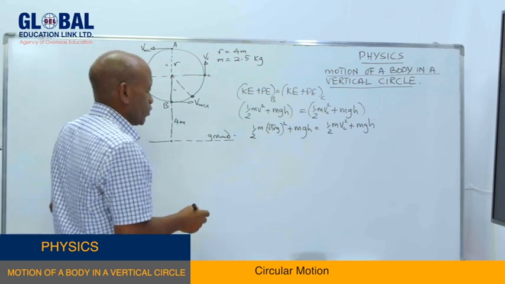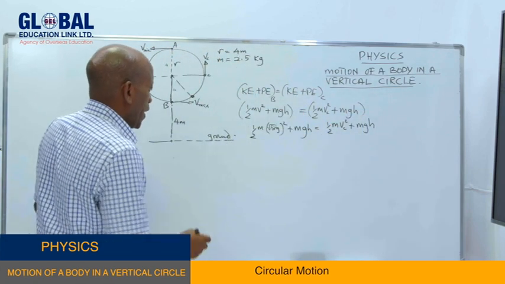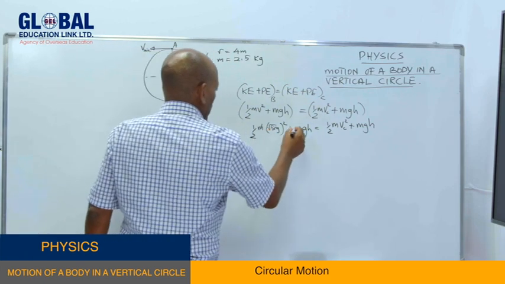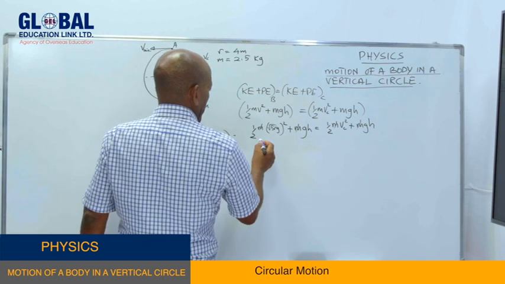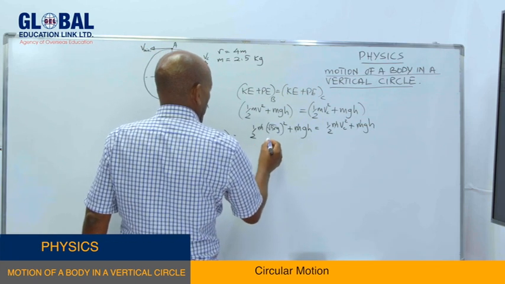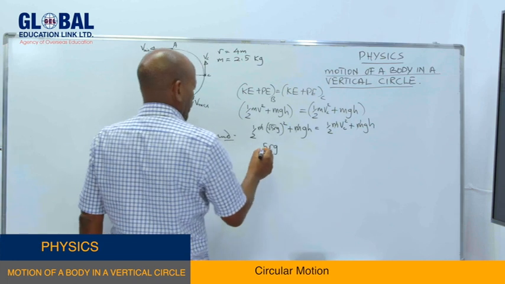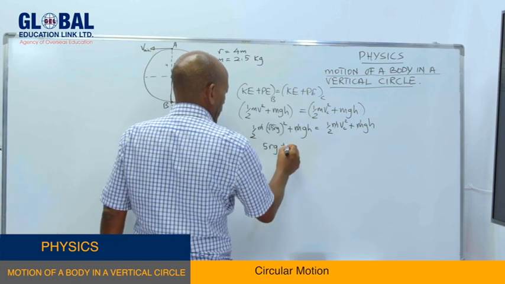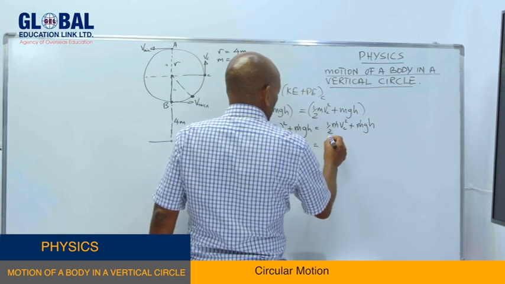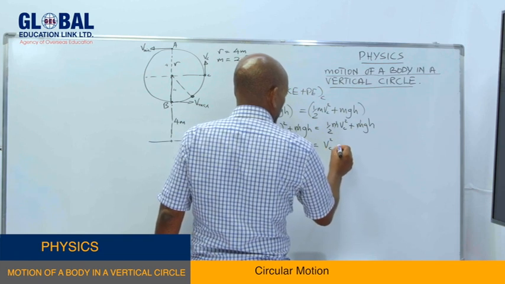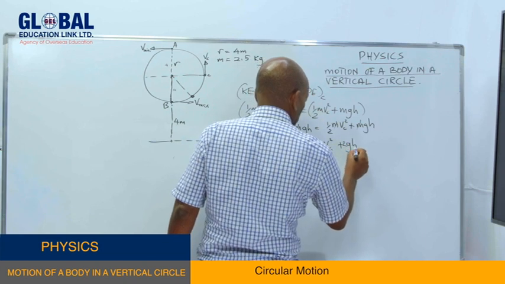But before we substitute, we have the m's there, which can cancel. And if I multiply by 2 throughout, the m goes. Then we have 5rg, if I square there, and here I have 2gh. And here I'll have the velocity vc squared plus 2 times g times h.